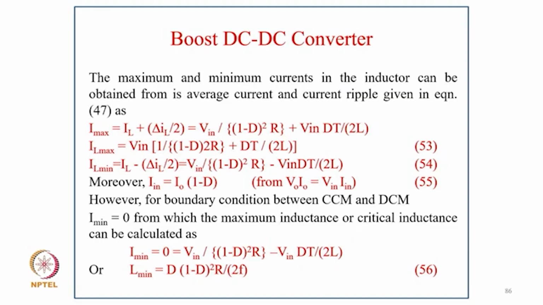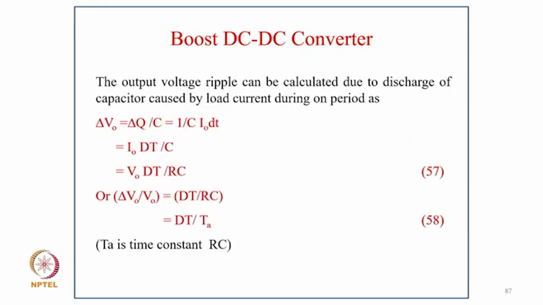However, for the boundary condition between CCM and DCM, Imin is 0, from which the critical inductance can be calculated. Imin equal to 0, Vin divided by (1 minus D) square R minus Vin DT divided by 2L, or L minimum is D(1 minus D) square R divided by 2F. So here also the minimum inductance for the boundary condition becomes a function of switching frequency, and of course also of the load.